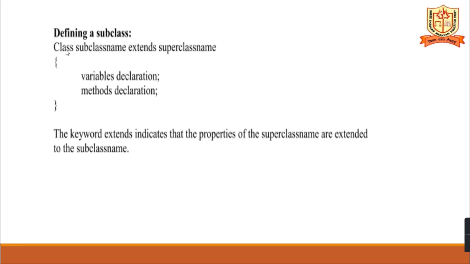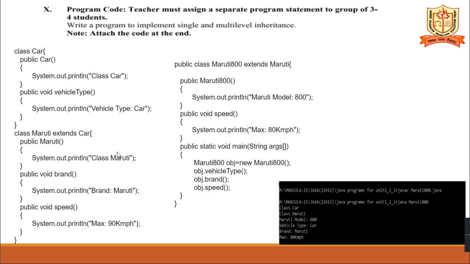So how to define this subclass? See this: class, subclass name, and the extends keyword is there. For inheritance, we are using the keyword extends followed by the superclass name and the variable and method declarations. The keyword extends indicates the properties of the superclass are extended to the subclass. So here an example is there.